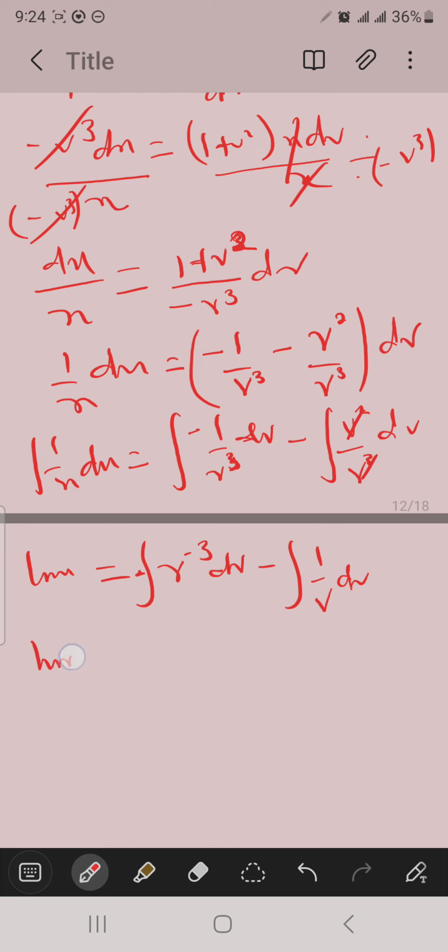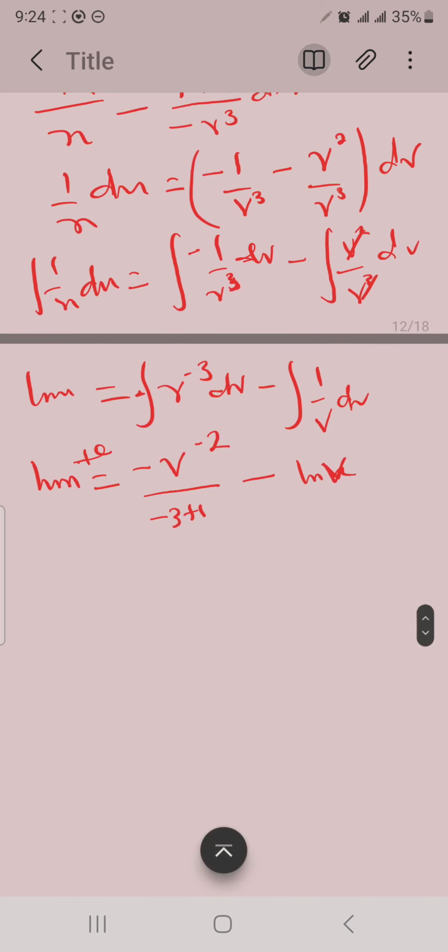So this one will now be ln x equals minus, when you integrate this, v raised to minus 2 over minus 3 plus 1. I hope you understand what I'm saying. Minus ln v. The integral of 1 over v is going to be ln v. Now this one is going to be plus c. I'm supposed to put this one at the right and this one at the left. So pardon me for making the mistake, I'm sorry.